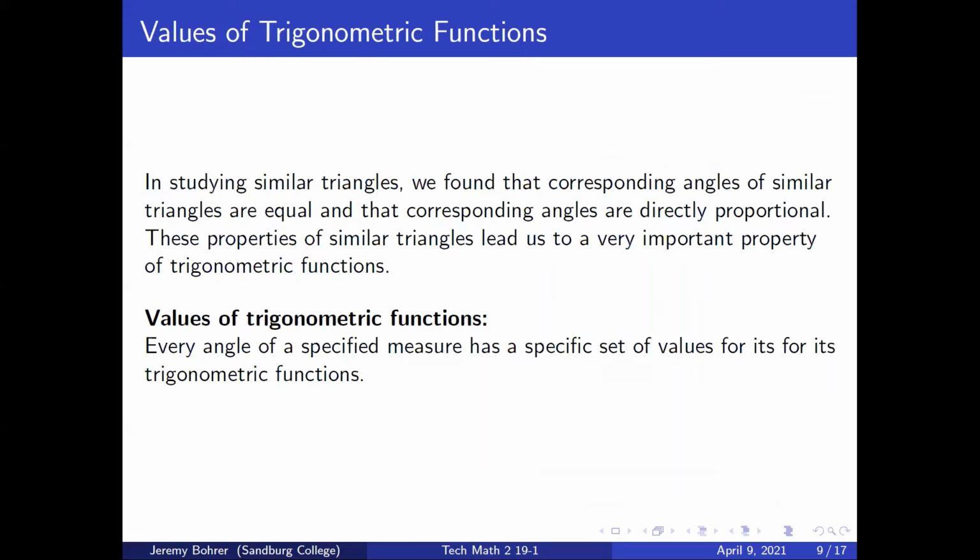In studying similar triangles, we found that corresponding angles of similar triangles are equal and that corresponding sides are directly proportional. These properties of similar triangles lead us to a very important property of trigonometric functions. Every angle of a specified measure has a specific set of values for its trigonometric functions.